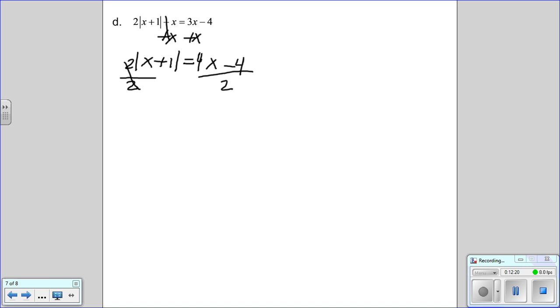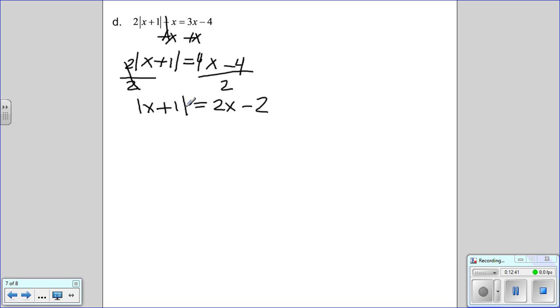All right, so now we finally have the absolute value of x plus 1 by itself on the left side there. On the right side, when you divide this whole side by 2, it means you have to take both terms divided by 2. So 4x divided by 2 gives you 2x, minus 4 divided by 2 gives you 2. So both things we have to divide by 2.